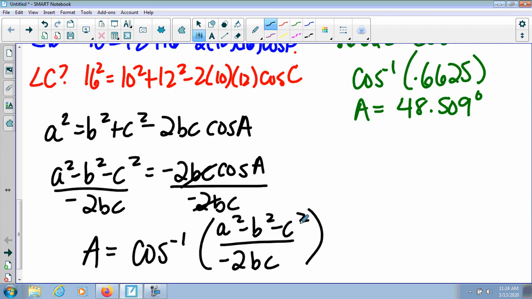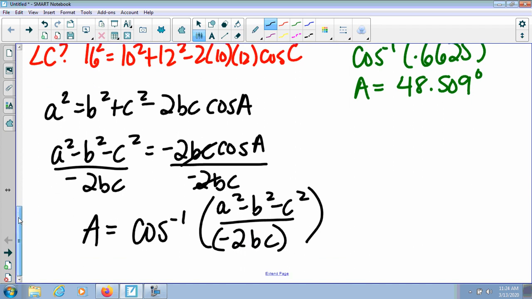If you've got three sides, you always lead off with the one that matches the angle that you're trying to find, and you can just plug it into this formula in the calculator right off the bat. Just make sure you put an extra set of parentheses on the bottom if you're not using the alpha y equals fraction tool for that. Okay, so that is the law of cosines.